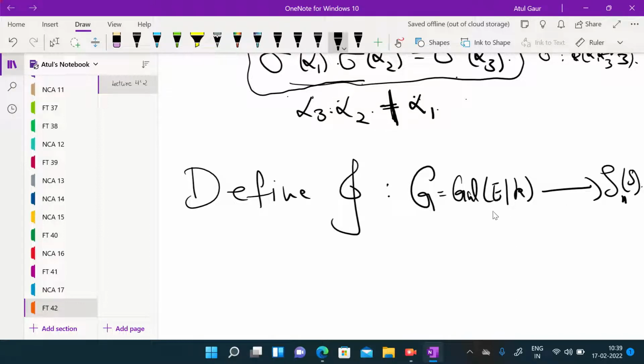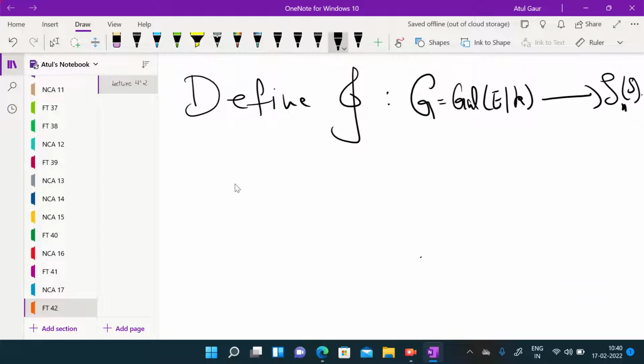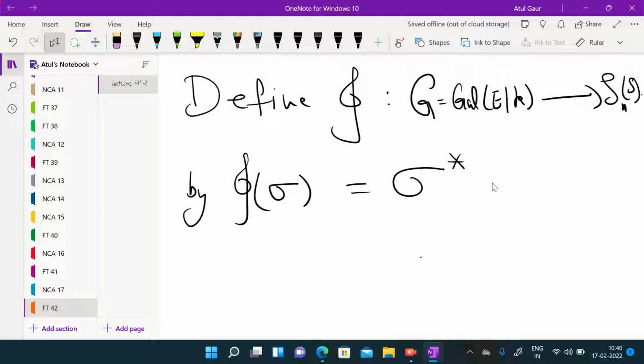where ये E वही पूरा ऊपर से सेटअप चला आ रहा है. E is the minimal splitting field of a separable polynomial f(x). polynomial के रूट्स हैं अल्फा 1 अल्फा 2 अल्फा n, and S is the root set. So define phi by phi of sigma will simply be sigma star. Sigma star as defined earlier is simply the restriction of sigma on the root set. So as we have seen, sigma star is a permutation on S.